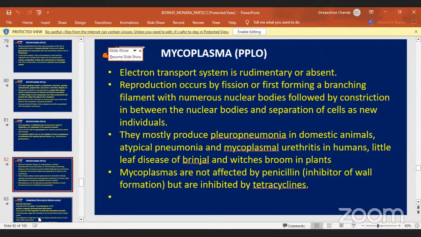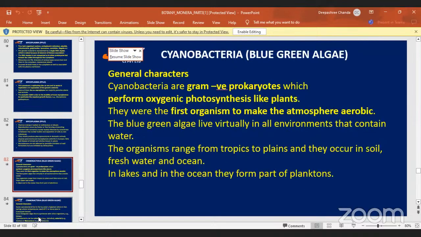Tetracycline can inhibit mycoplasma because tetracycline targets the cell membrane. That is the reason tetracyclines can affect the mycoplasma. So this is all about mycoplasma and pleuropneumonia-like organisms.